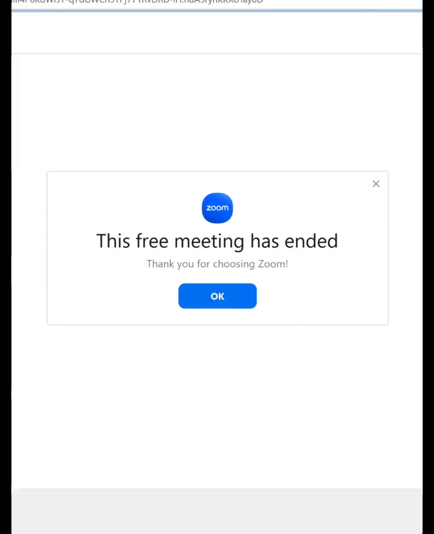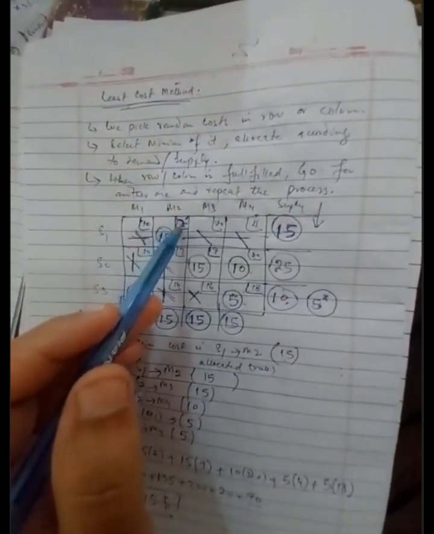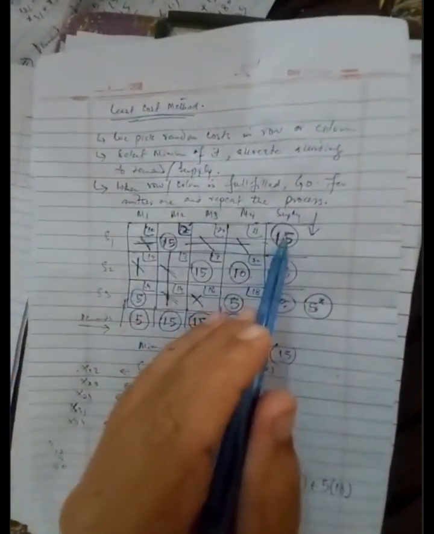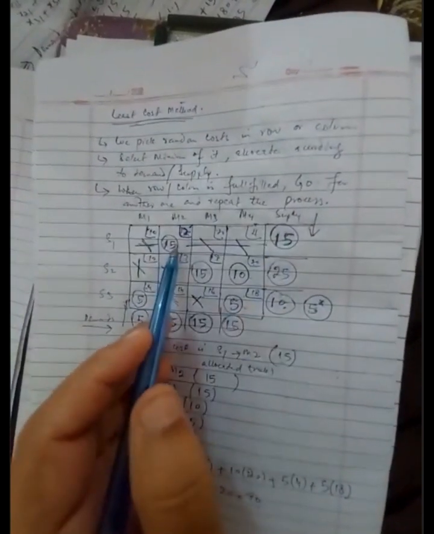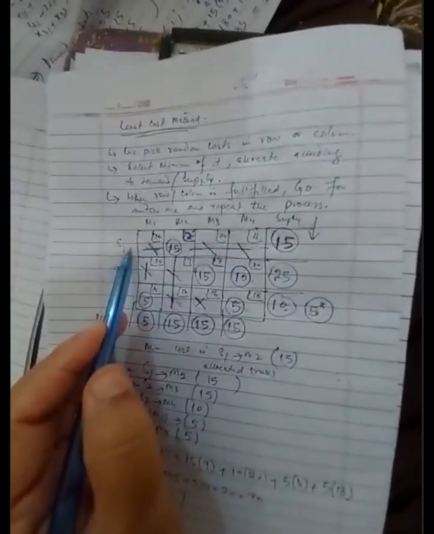Okay, so just repeating the general idea of it. We already allocated 15 over here because the cost over here was $2. Now we cannot allocate in this row and this column because 15 is the maximum supply. So 15 is already allocated, and we don't have any more supply to allocate in this row.